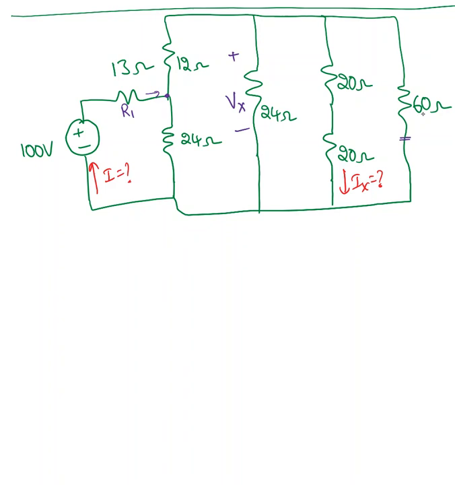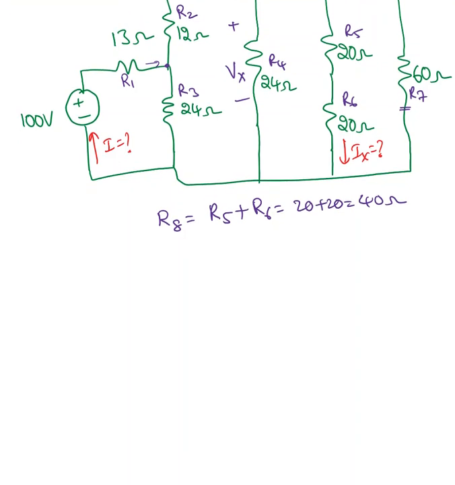So is 60 parallel with something or series with something? Now if you feel like it's hard to define, then move to the other resistor. Now 20 ohm. It's easy if I label the resistors. Let me label them: R1, R2, R3, 4, 5, 6 and 7. Now if I move to R6, I can clearly see R6 is in series with R5. I'm going to label that as R8. R8 equals R5 plus R6, which is 20 plus 20, 40 ohm.